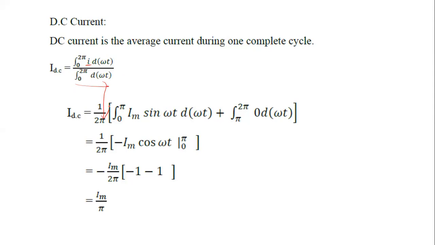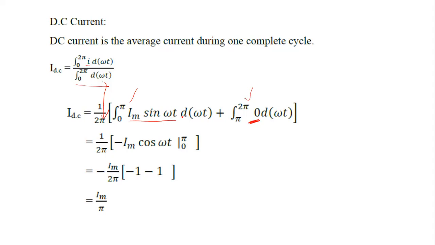So 0 to 2 pi, you can split into two parts: 0 to pi, the positive half, and pi to 2 pi, the negative half. During the positive half, the current value is this. During the negative half, as we have just discussed, the diode will suppress the negative cycle of the signal. The diode will not permit the current to pass through it. That means it will suppress the negative half of the cycle. Therefore, this will be 0.